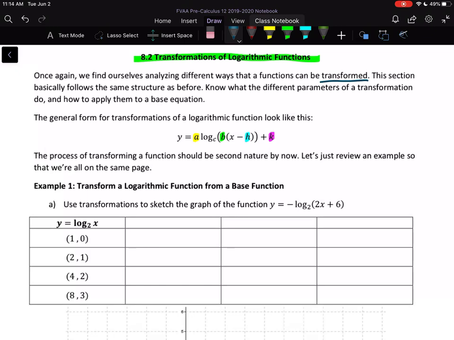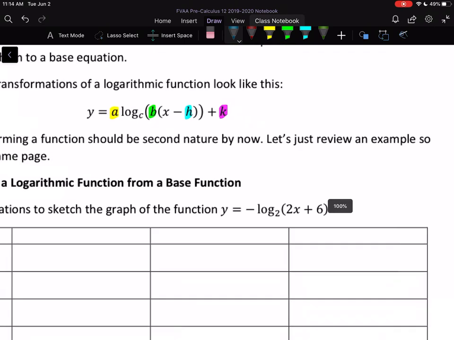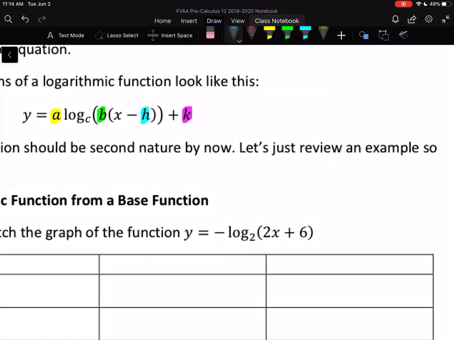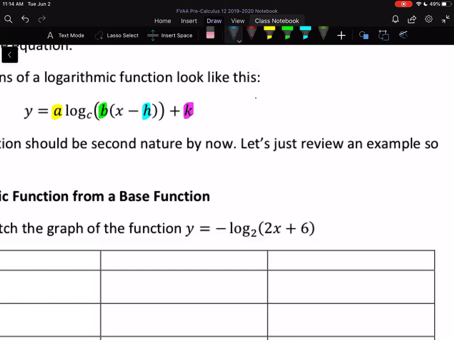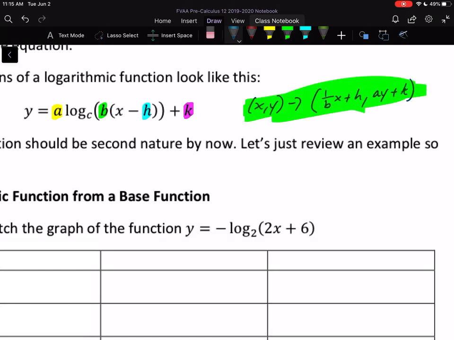All right, the process of transforming functions should be second nature by now. Let's just review an example so that we're all on the same page. So again, a big part to remember here is also the mapping notation. What happens to the x and y values of a point after they've been transformed? If you guys remember, it's 1 over b x plus h, and a y plus k. So that's what we're going to be using here to determine the new points on the graph and to be able to graph this new equation.